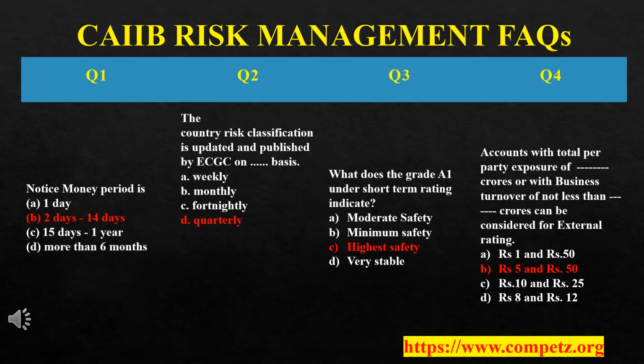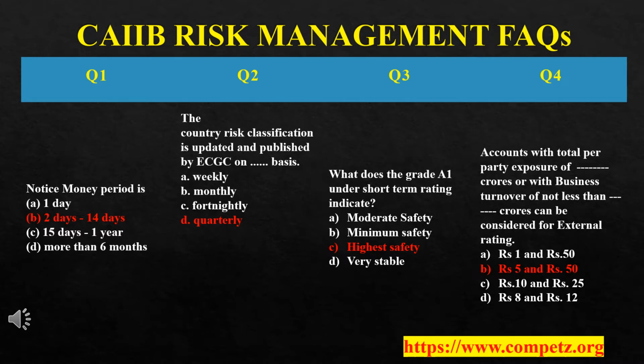The last question in this slide is: accounts with total per party exposure of dash crores or with business turnover of not less than dash crores can be considered for external rating. I would repeat the question once again. Accounts with total per party exposure of dash crores or with business turnover of not less than dash crores can be considered for external rating.